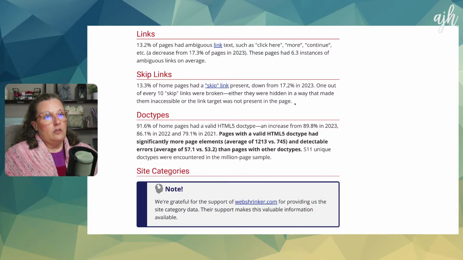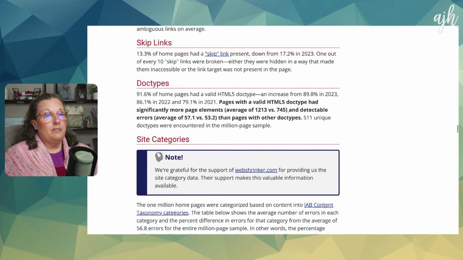Skip links. 13.3% of home pages had a skip link present, down from 17.2% in 2023. 1 out of every 10 skip links were broken. Either they were hidden in a way that made them inaccessible, or the link target was not present in the page. Yeah, that doesn't surprise me.